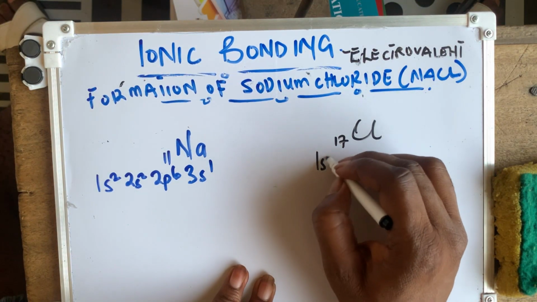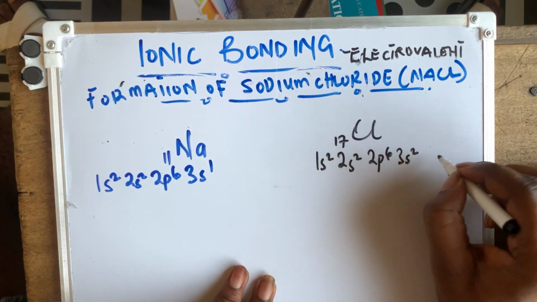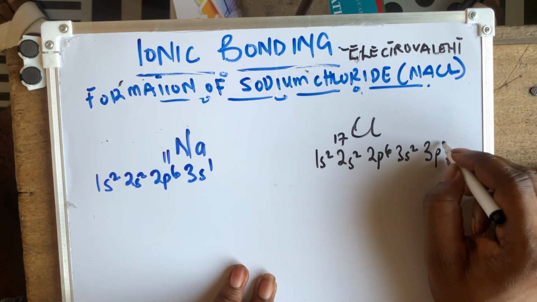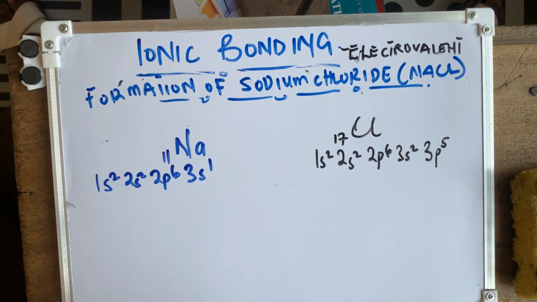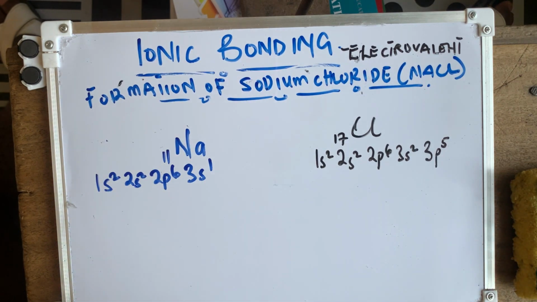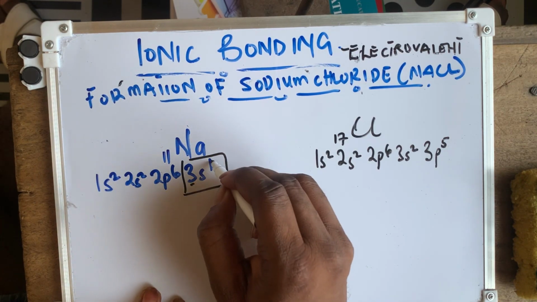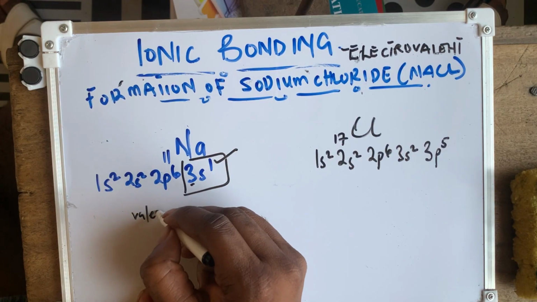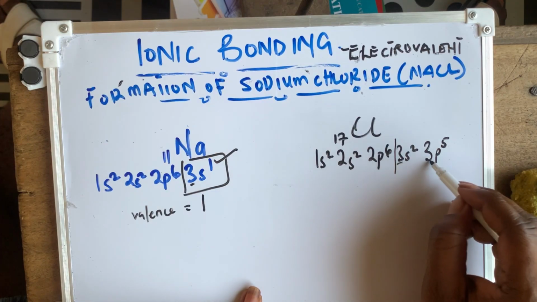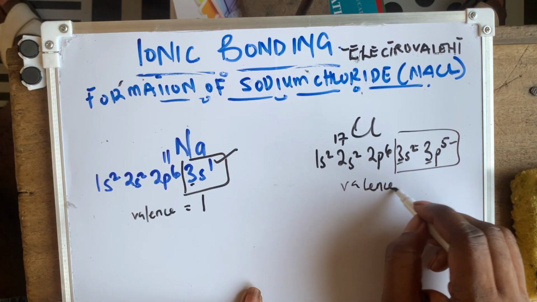So chlorine is 1s2, 2s2, 2p6, 3s2, 3p5. All right. So now these are the electronic configurations. If you look at this over here, with principal quantum number 3, it has 1 electron. So the valence electron here for sodium is 1. If you look at here, the principal quantum number 3, it has how many electrons? 2 and 5.